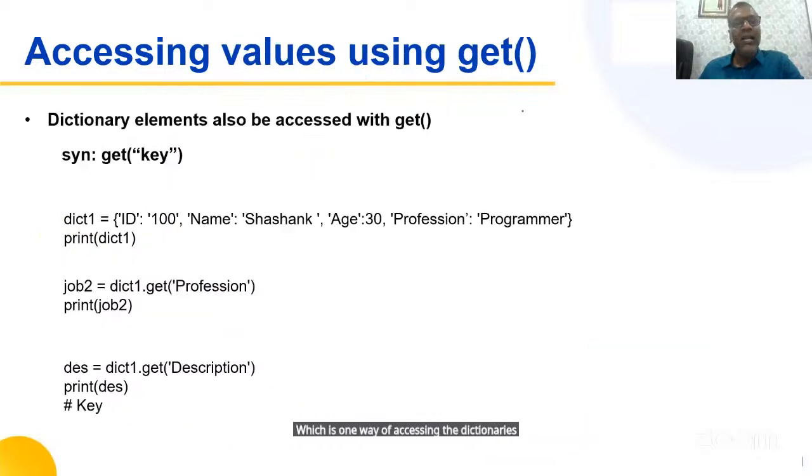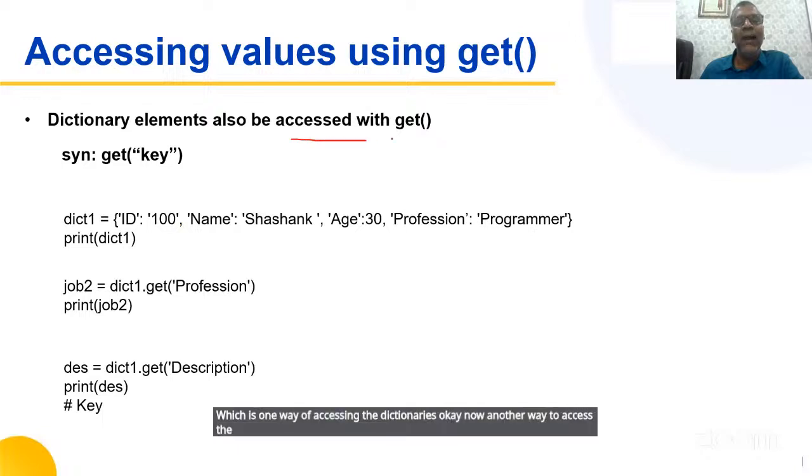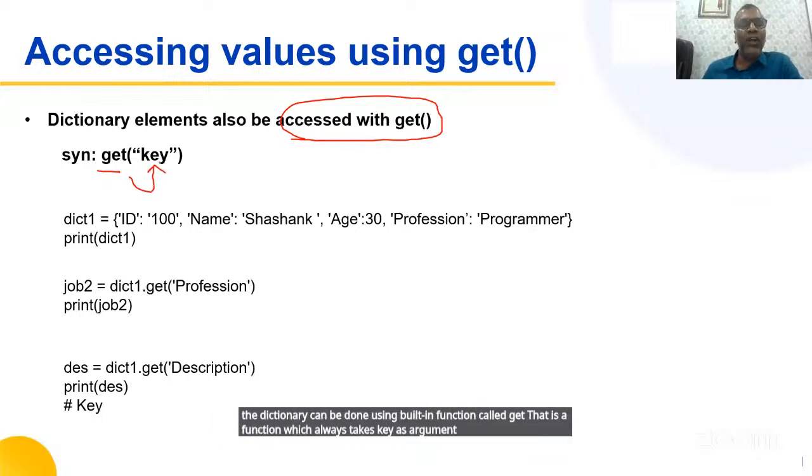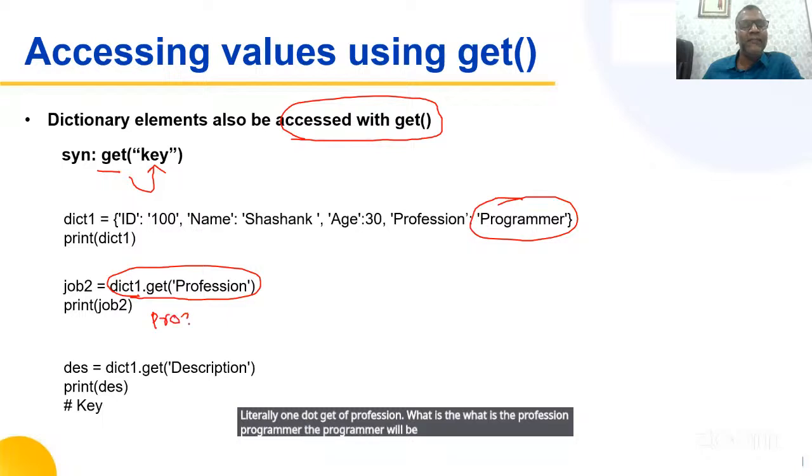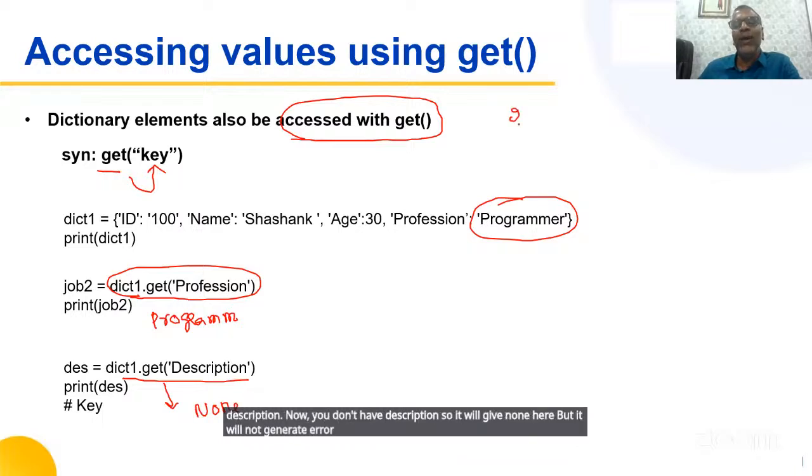Now, another way to access the dictionary is by using a built-in function called get. Get is a function which always takes a key as an argument. See here: dictionary one dot get of profession. What is the profession? Programmer. The programmer will be printed here. And dictionary one dot get of description: you don't have description, so it will give None here, but it will not generate an error. This is the second way to access the dictionary data.